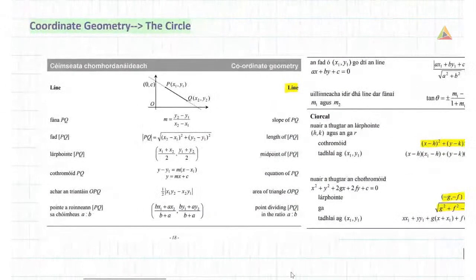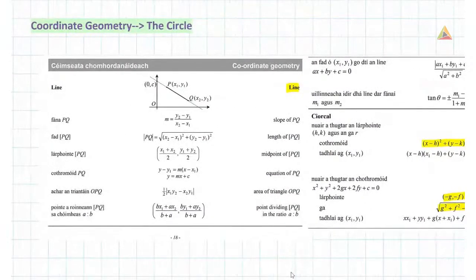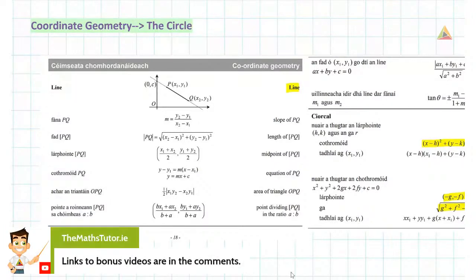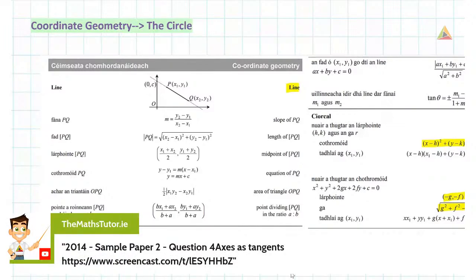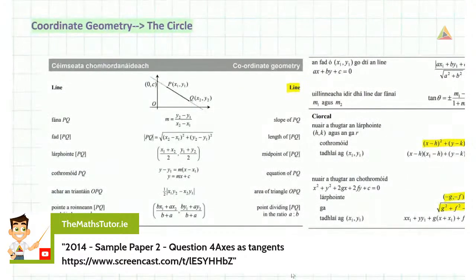Okay, so as you can see, I have put two videos in the chat for this week. The first one is from 2018. It's question 5, and it's looking at a little bit of coordinate geometry, the line, so parallel lines, circles that are touching, and all to do with tangents to those circles also. And the second one is from the 2014 sample paper, and it's a very good question about a circle that has the x and the y axis as a tangent.